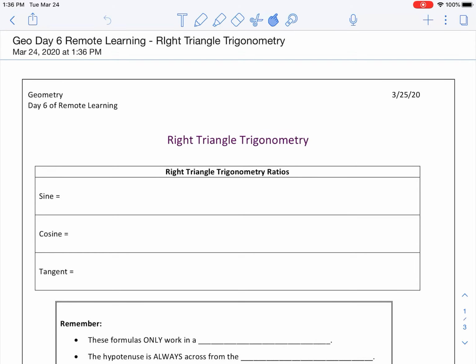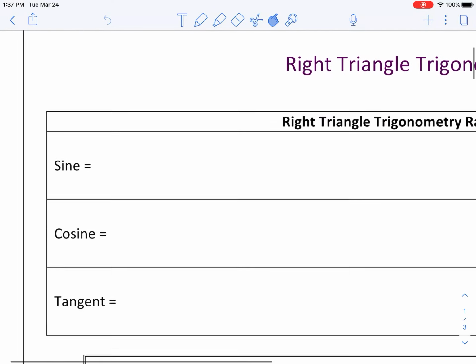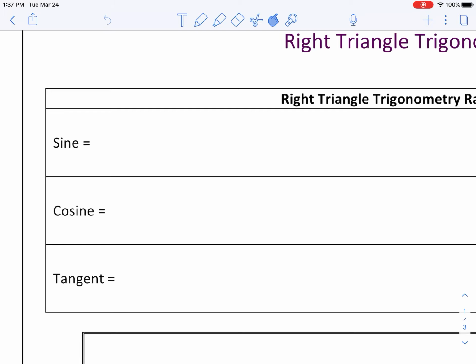Hi guys, back again. So I'm going to try to clear up any questions you had with the trigonometry assignment from yesterday. The main concepts you should have learned is that the sine, cosine, and tangent are used to help you find the lengths of sides or the angles of right triangles.